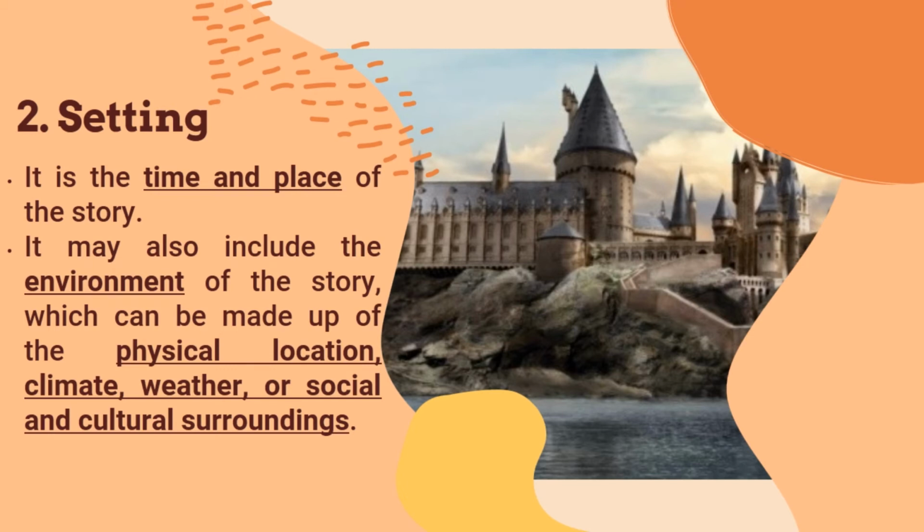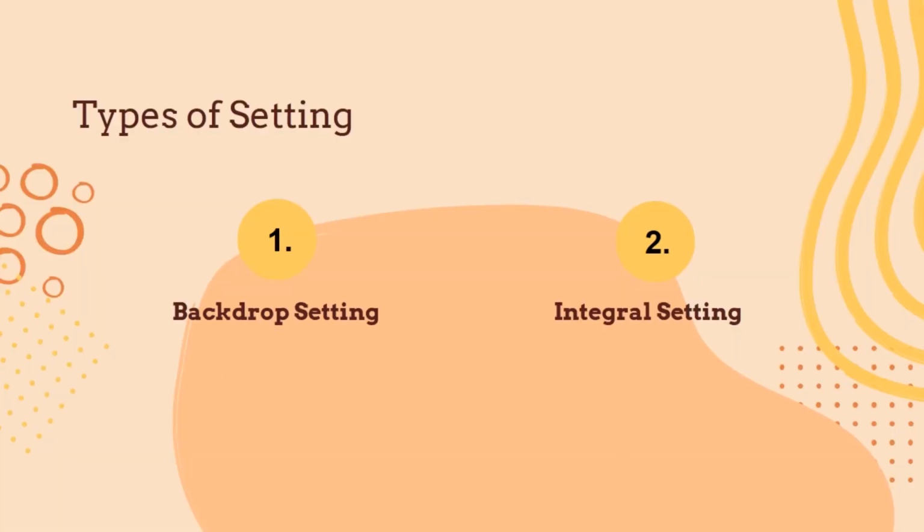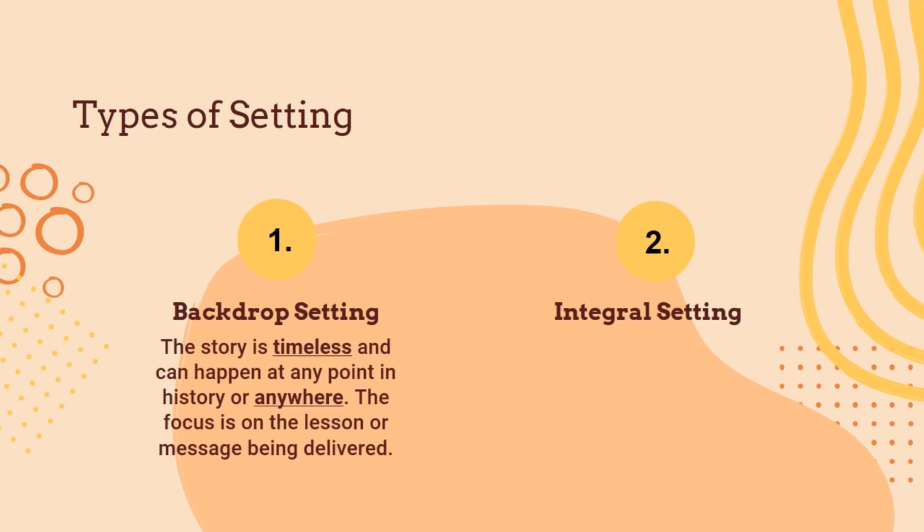You can set your stories in real time, now or history, and in real geographic locations. Or you can have completely imagined settings like the future or prehistoric, and imagined worlds like another planet or the world of wizards and goblins. Or you can even combine all of these. There are two types of setting: backdrop setting and integral setting. Backdrop setting, the story is timeless and can happen at any point in history or anywhere.